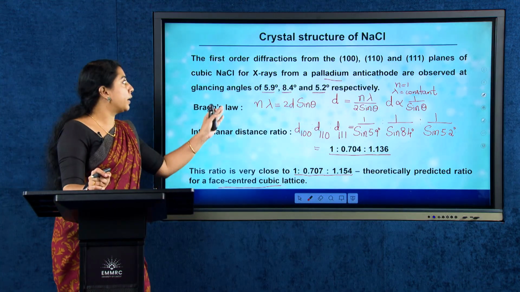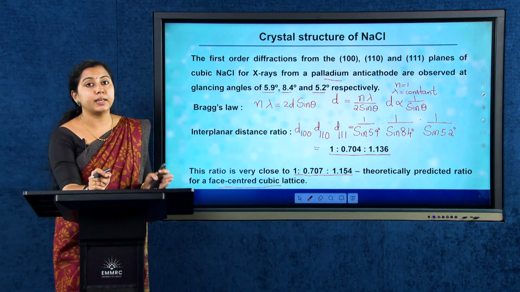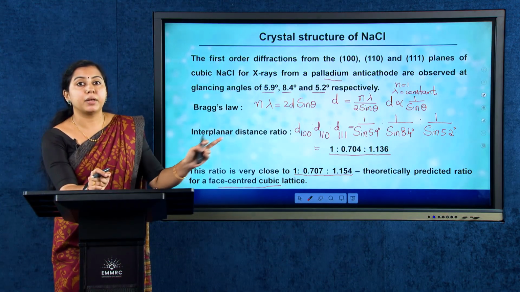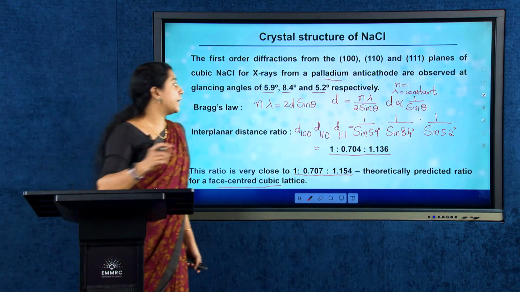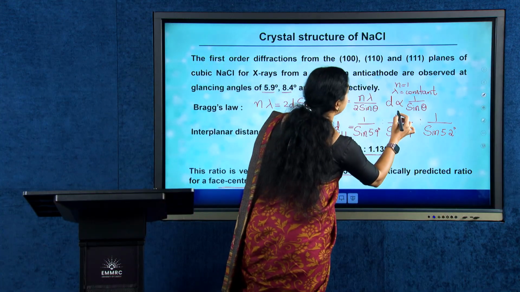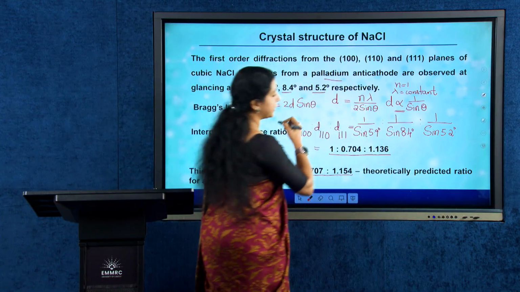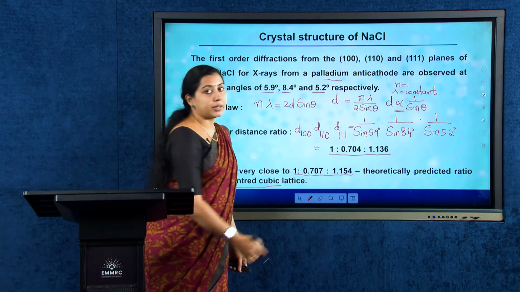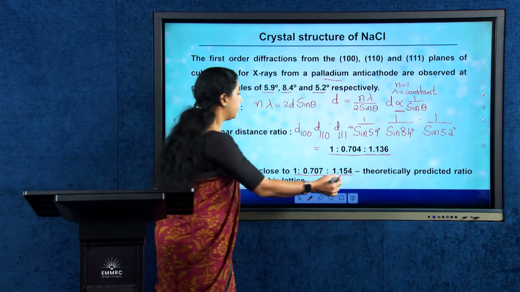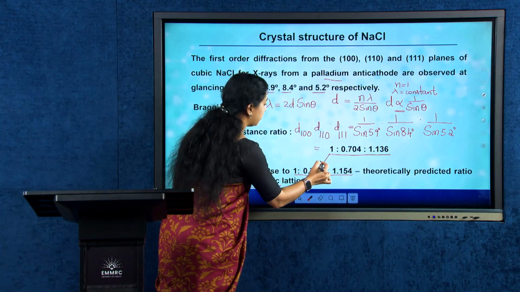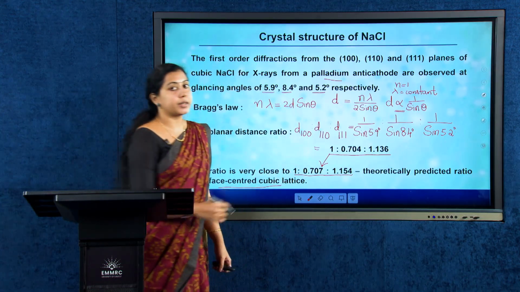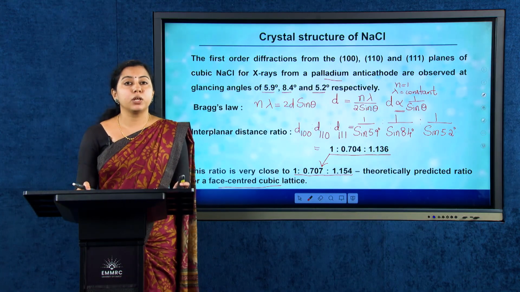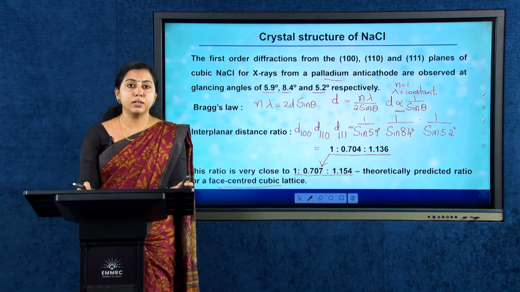So, you are provided with 3 different planes and the 3 glancing angles. Using Bragg's law, we have calculated the interplanar spacing d, and we have seen that if other parameters are constant, d is proportional to 1 by sin theta. From this we can calculate the interplanar distance ratio, and we get a ratio very similar to the theoretically predicted ratio for a face centered cubic lattice. So, we can say that sodium chloride belongs to a face centered cubic lattice.